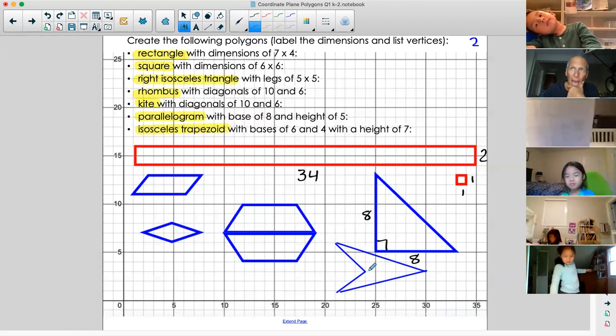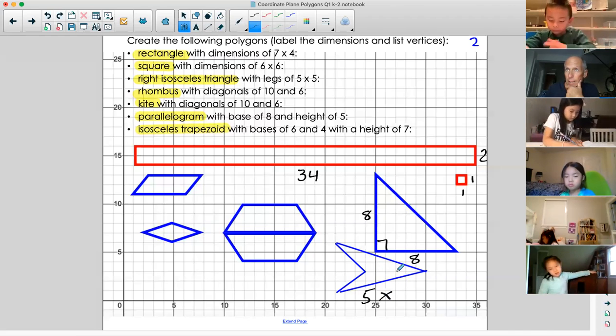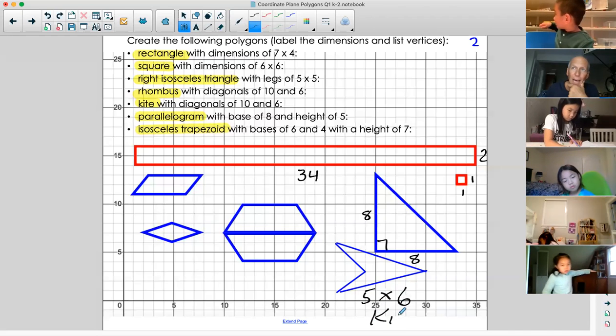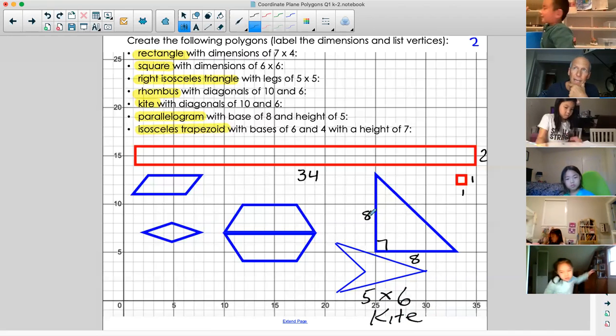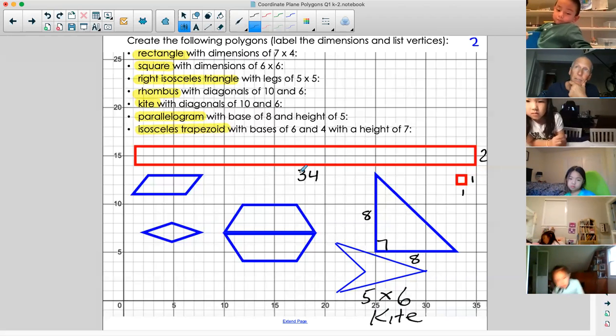But you know what? I'm going to name it by its diagonals. Are you ready? One of the diagonals is 5, and the other diagonal is 6. So this is a 5 by 6 kite. This is an 8 by 8 isosceles right triangle. It's a 1 by 1 square. It's a 34 by 2 rectangle.